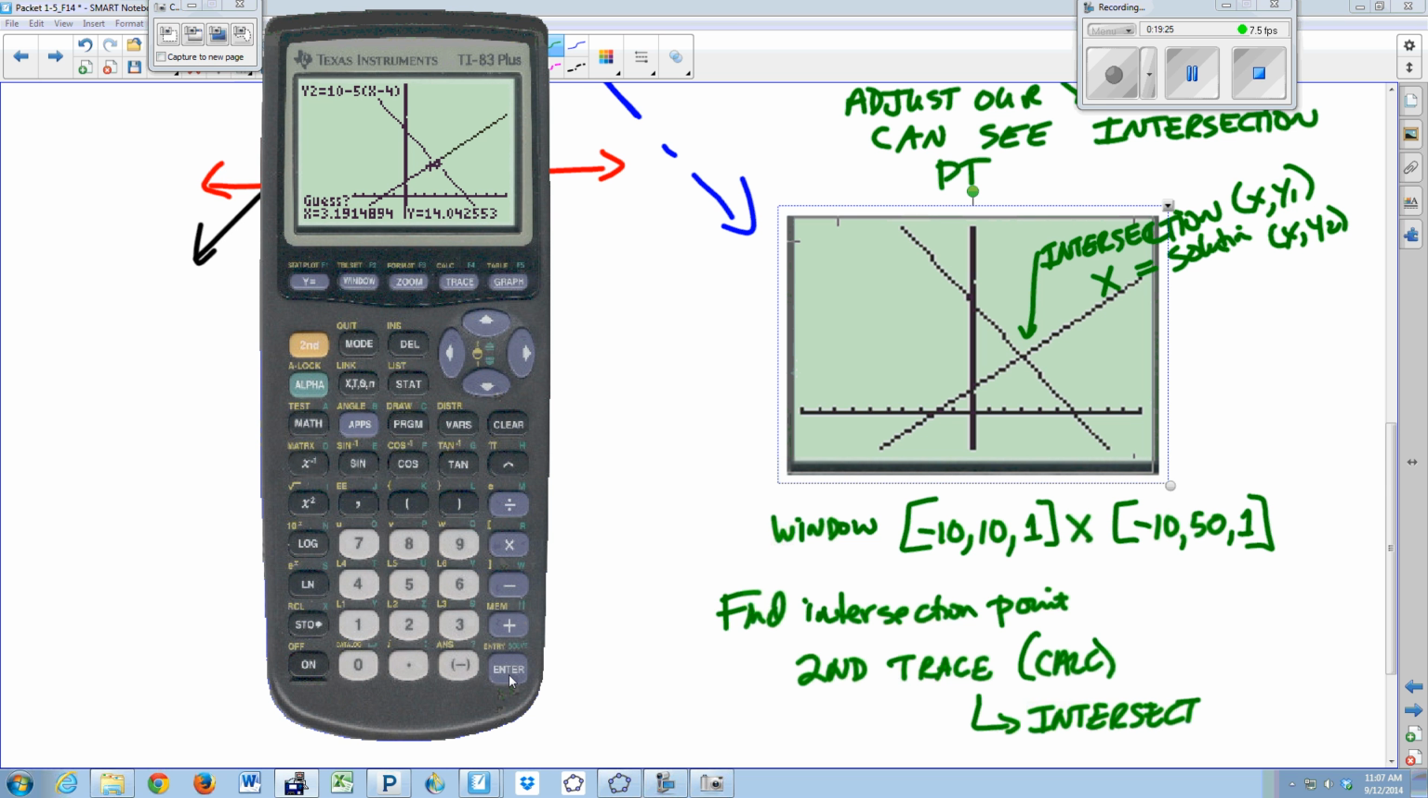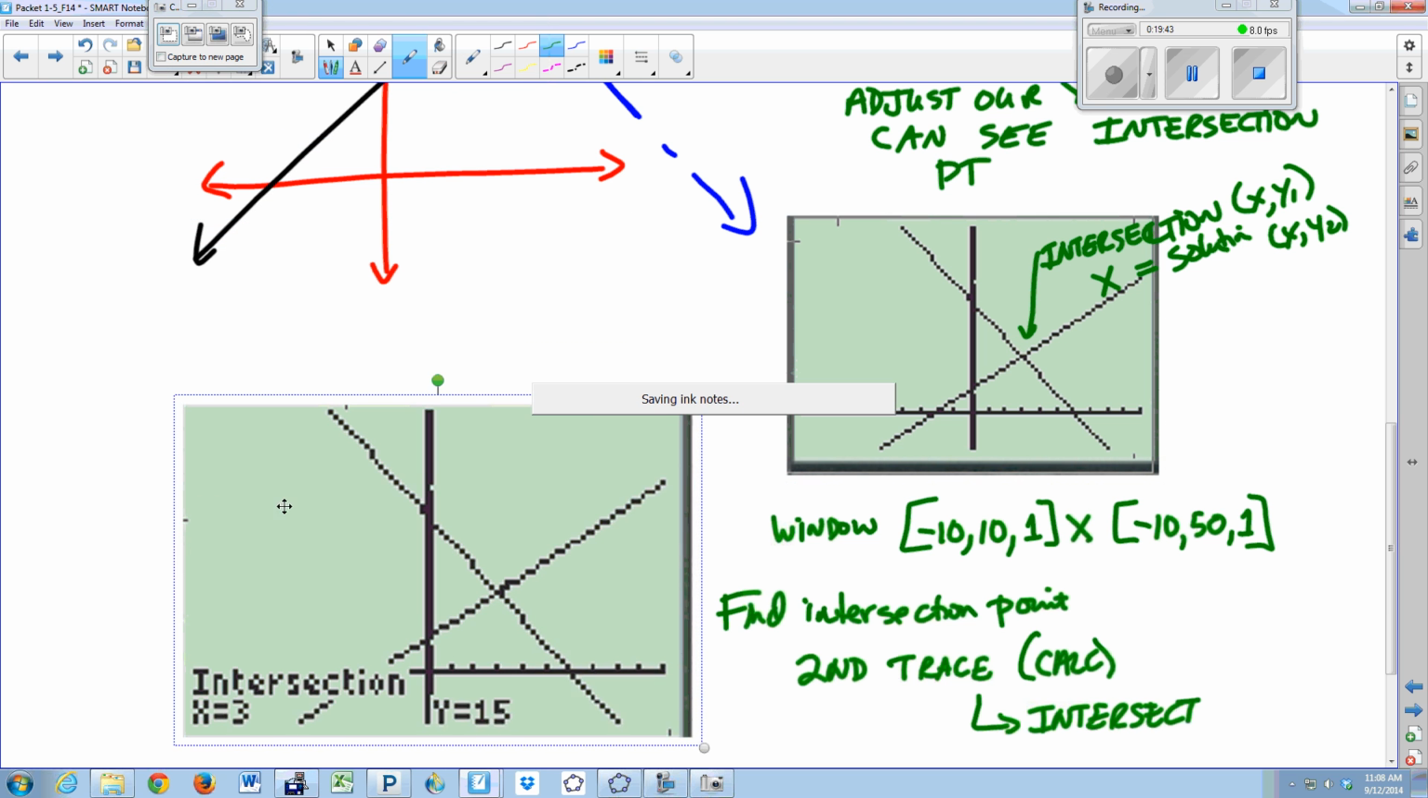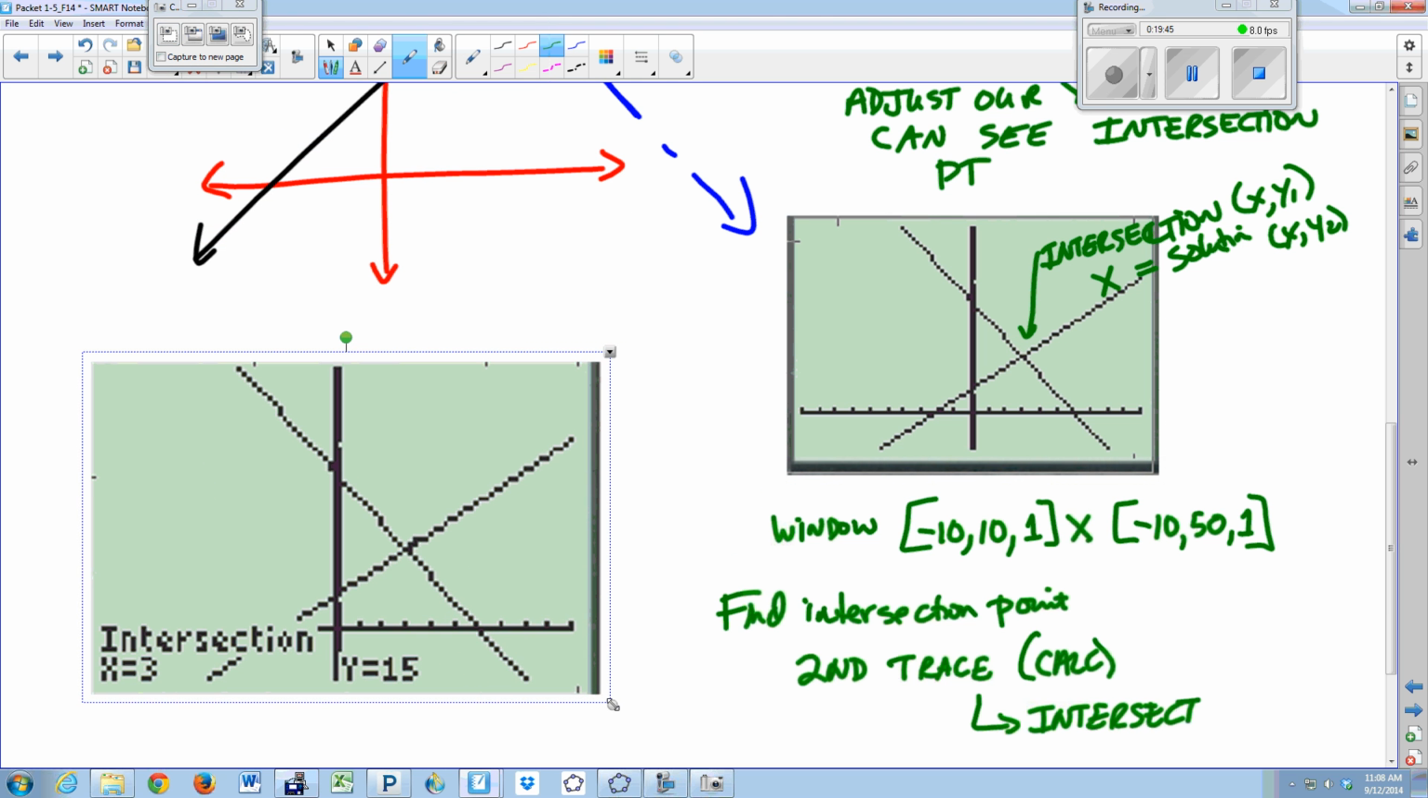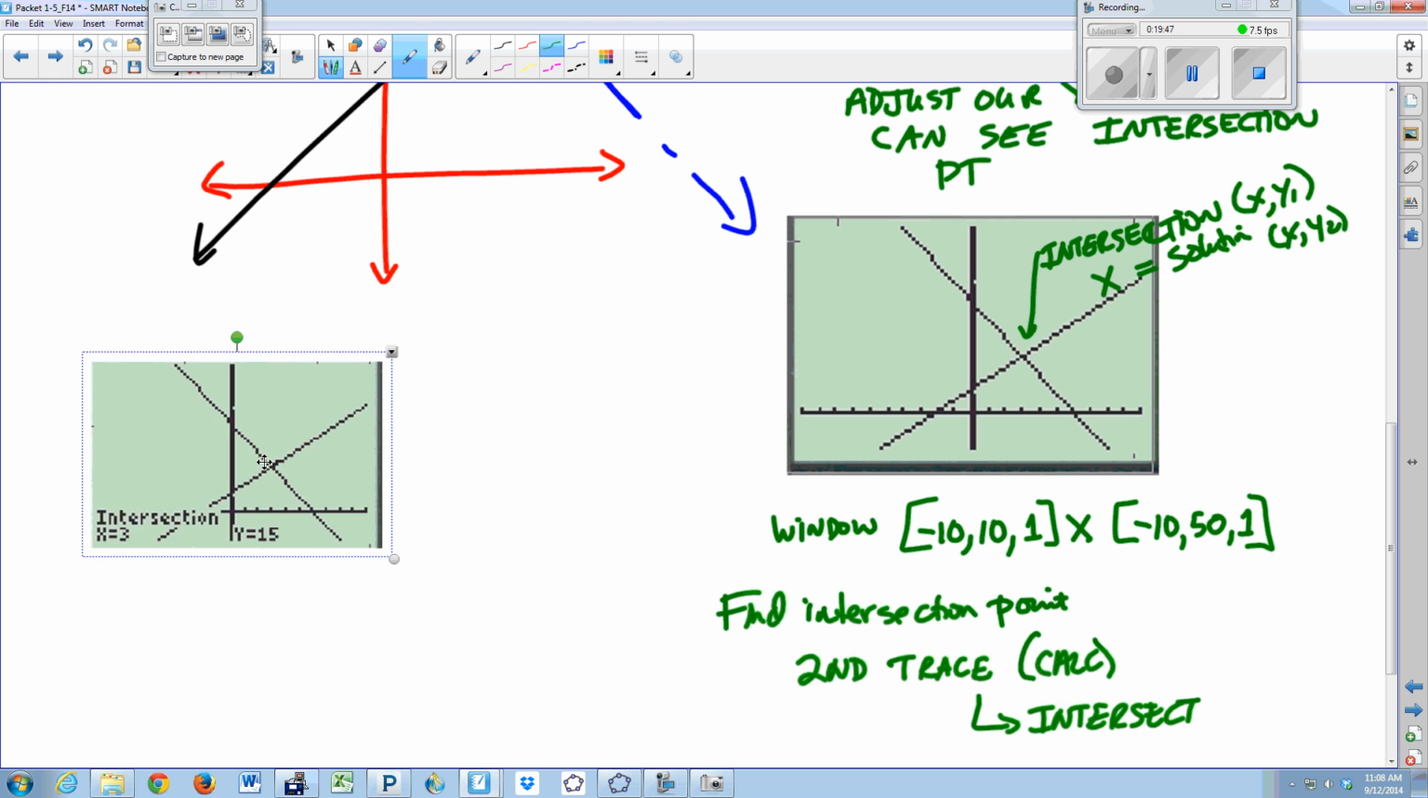Then the guess is a guess. You just always hit enter. And there's your intersection point. X equals 3, X equals 15. So let's put that in the lectures. Here we go. So that shows you the solution here is X is 3 because it makes both Y values the same.